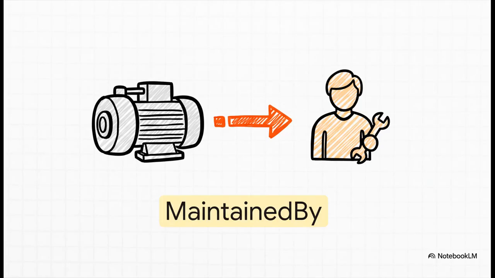And it's not just for hierarchy. We can ask for any relationship type we want. For instance, querying Pump 101 for the maintained by relationship gives us the technician assigned to it. This is how you can build these really rich, non-hierarchical graphs.